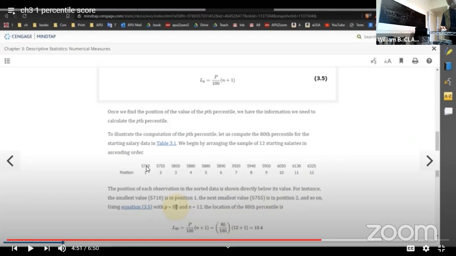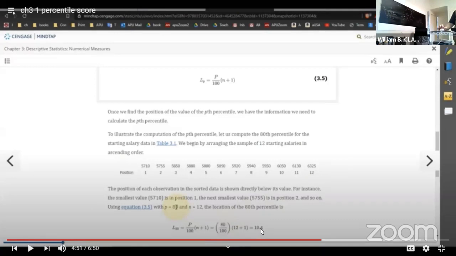We have the score of 5710. We have another score of 5755. We have another score of 5855, all the way up to 6325. And I want to find the 80th percentile. The way they say to do that is, first of all, they denote that by L, the location, 80. So they call it L sub 80. L sub 80 is written here. And the way that you do this is you take 80 over 100, and then you take the total number of elements in the data set. In this case, there are 12. You take n plus 1, 12 plus 1. So we get 80 over 100 times 12 plus 1.